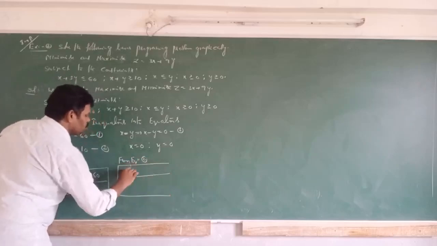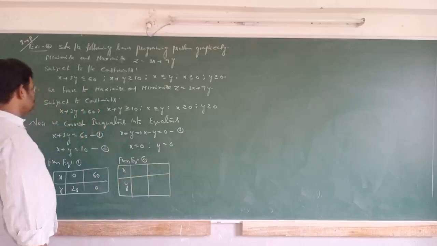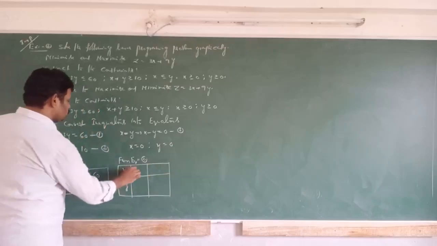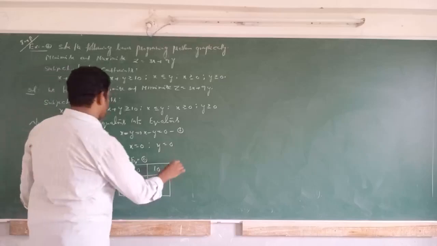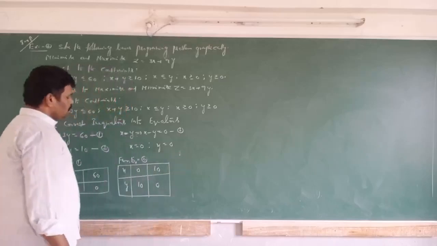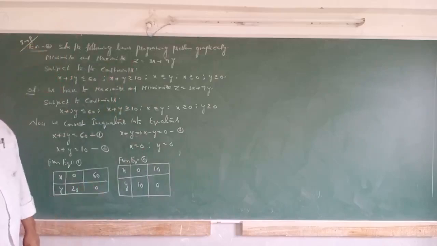From equation 2, again x, y. For equation 2: when x is equal to 0, y is equal to 10; when y is equal to 0, x is equal to 10. From equation 3, x is equal to y is a line passing through the origin, so coordinates are not required.